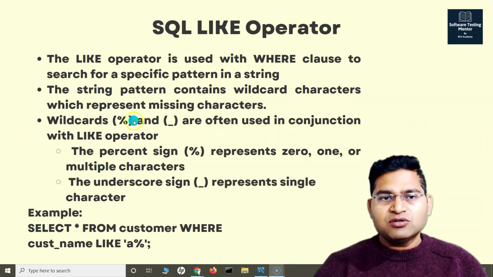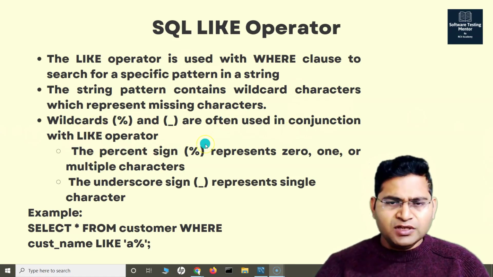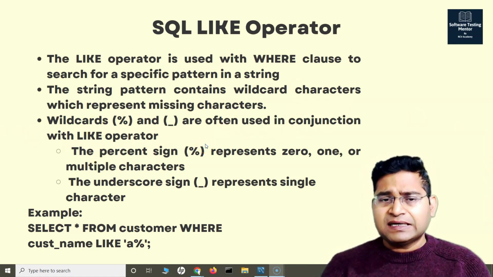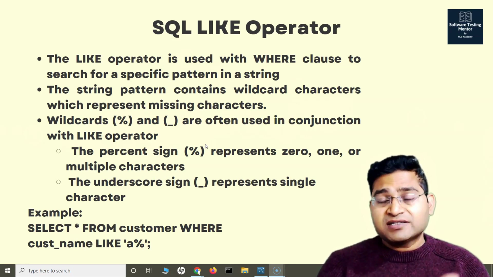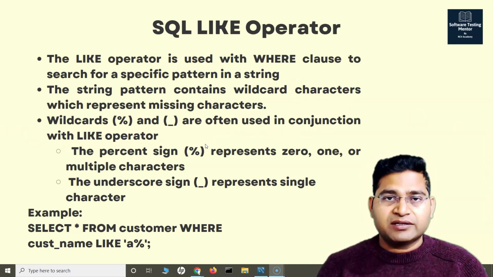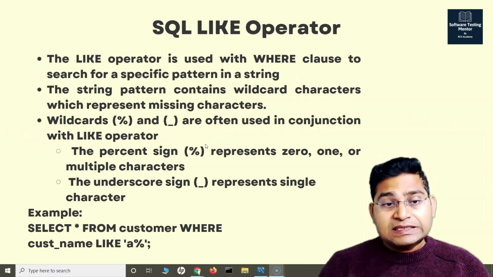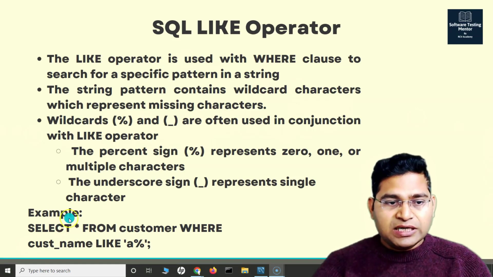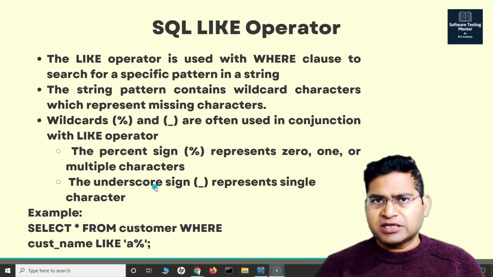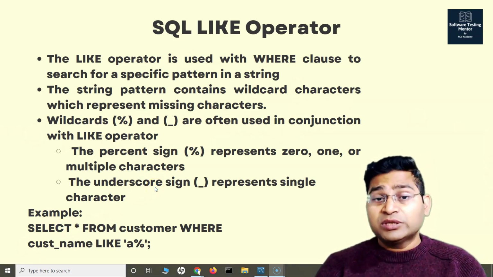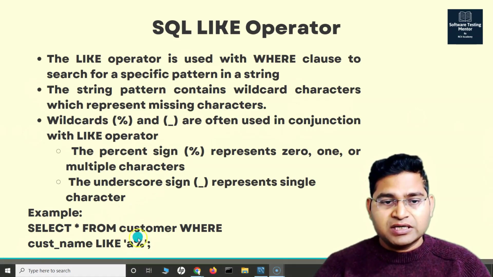Now in terms of wildcards, you have the percentage and underscore, which are often used in conjunction. The percentage sign represents zero, one or multiple characters. For example, if you say 'a%', it means any string that starts with a followed by any number of characters. And the underscore represents only a single character. The statement is absolutely simple: SELECT * FROM customer, and you use LIKE with the WHERE clause, so WHERE customer name LIKE, and then you specify the pattern.